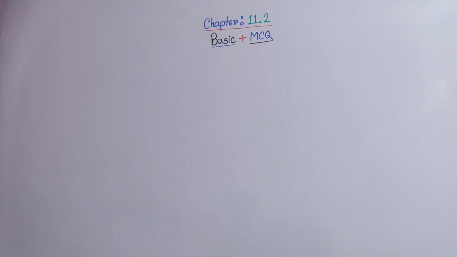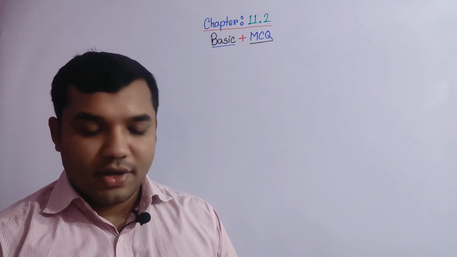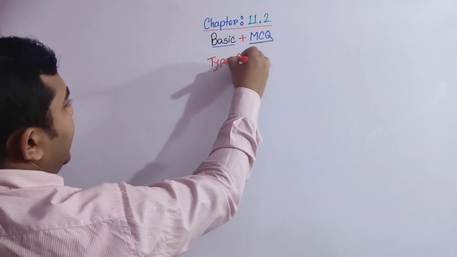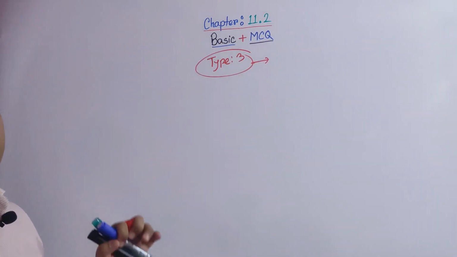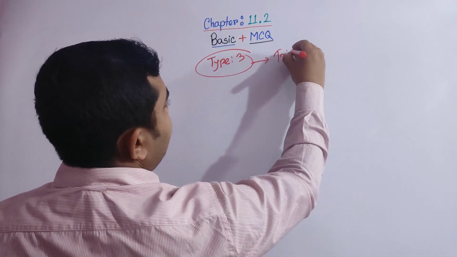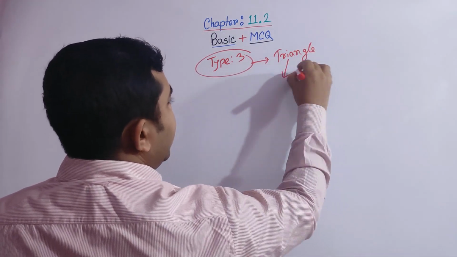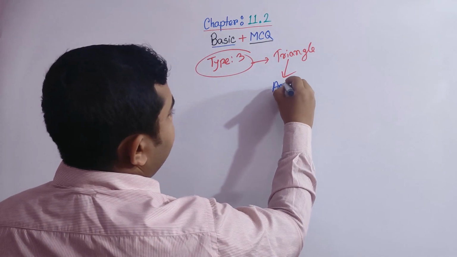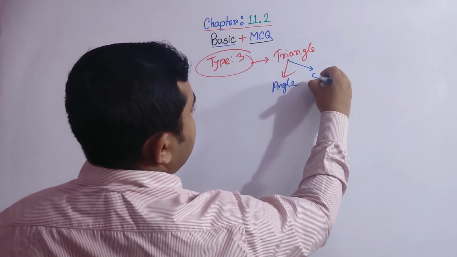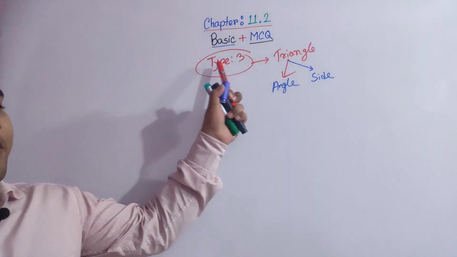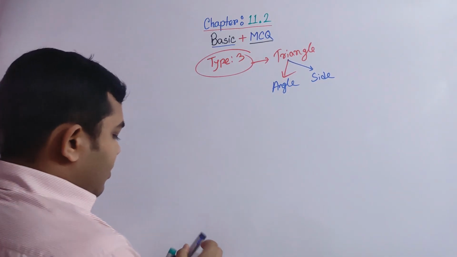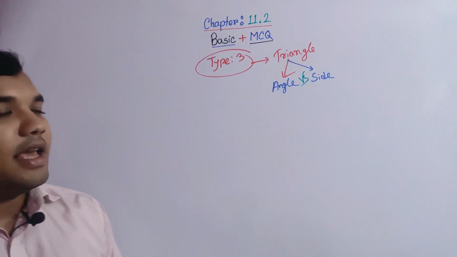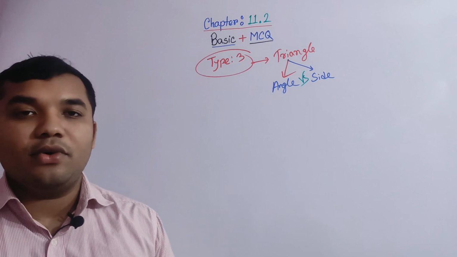Okay, dear students, now we move on to our very important type, that I am always mentioning, that is type 3. And in this type we are talking about the triangle, and in this triangle we are focusing on two things. One is the angle and another is the side. So we can say our type 3 is the part where we are discussing triangles, angle versus side. It's a very important type for our MCQ.